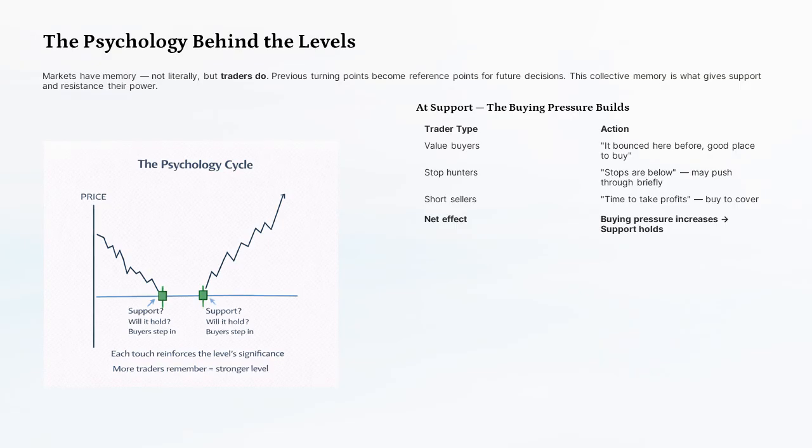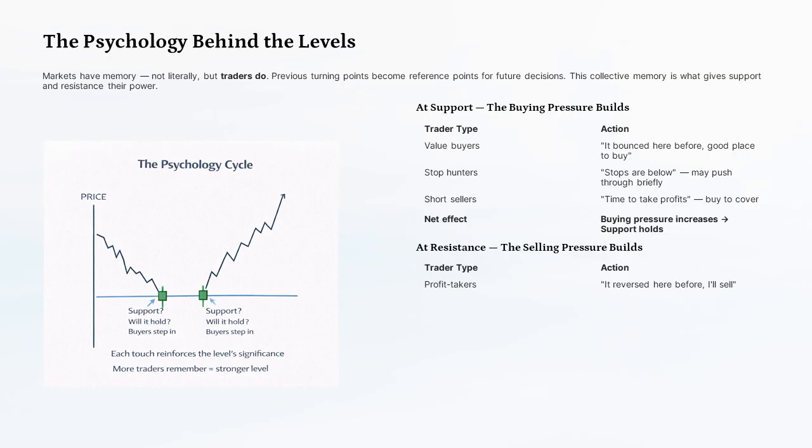At resistance, the selling pressure builds. Now, let's look at what happens as price approaches resistance from below. Profit takers who bought at lower levels see price approaching a high where it reversed before. They say, "I'll take my profits here."